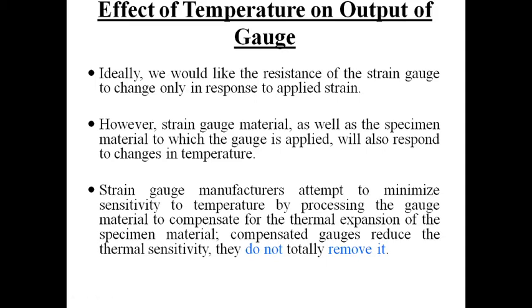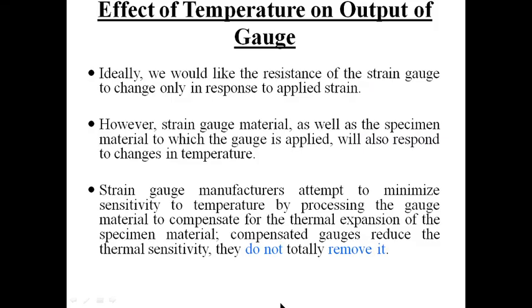Okay, so the effect of temperature on the output of the gauge. Ideally we would like the resistance of the strain gauge to change only in response to the applied strain, but sometimes temperature also affects the output. The strain gauge material as well as the specimen material to which the gauge is applied will also respond to change in temperature. Strain gauge manufacturers attempt to minimize the sensitivity to temperature by processing the gauge material to compensate for the thermal expansion of the specimen material. Compensated gauges reduce the thermal sensitivity, but they do not totally remove it.